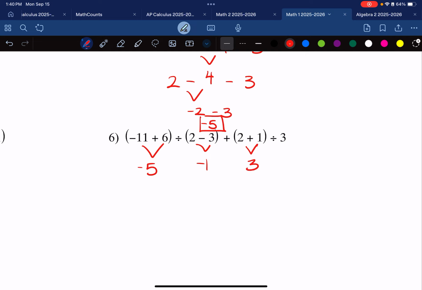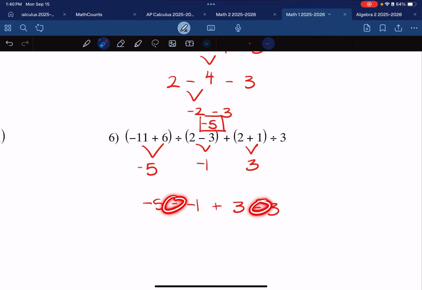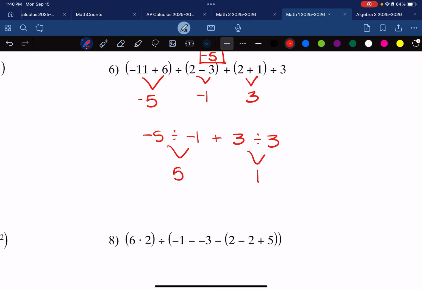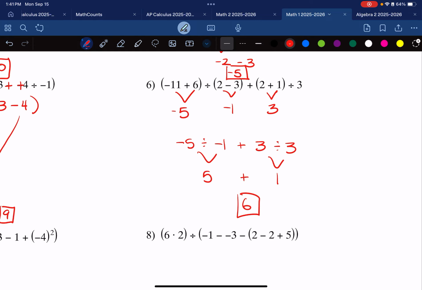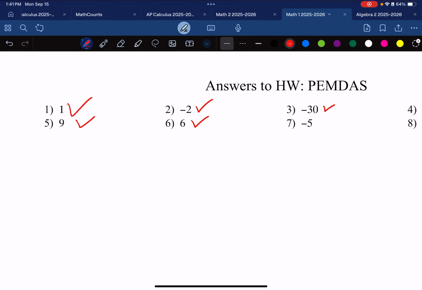Let's add that up as well and rewrite our problem. We have a negative 5 divided by a negative 1 plus a 3 divided by 3. From here, we're still following PEMDAS. Division happens first, so I can say 5 divided by a negative 1 is a positive 5 because a negative divided by a negative is a positive. 3 divided by 3 is just a 1. Therefore, my new equation is 5 plus 1. 5 plus 1 is 6 for my final answer, which I will then check. Is number 6 the answer 6? Number 6, the answer is indeed 6.